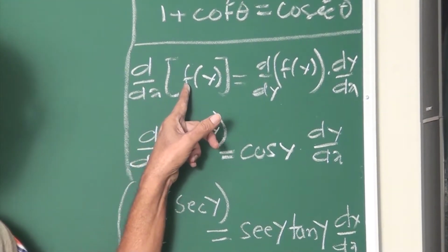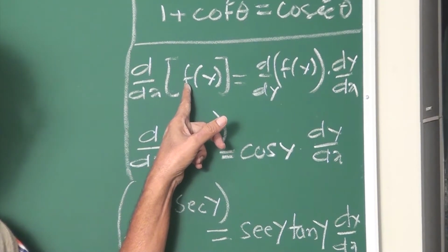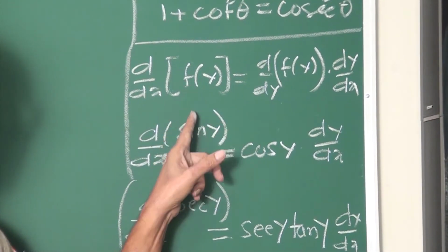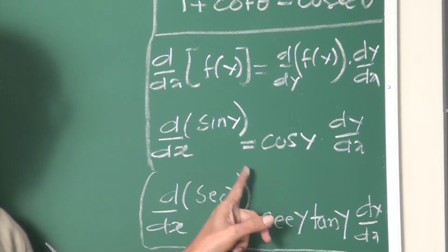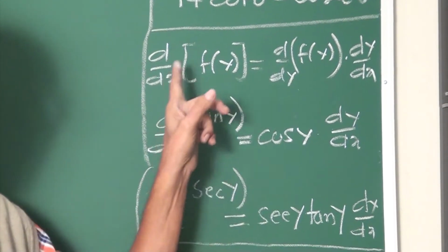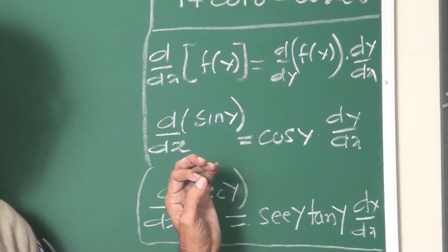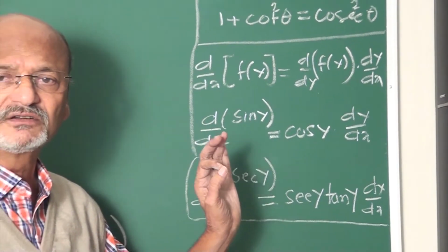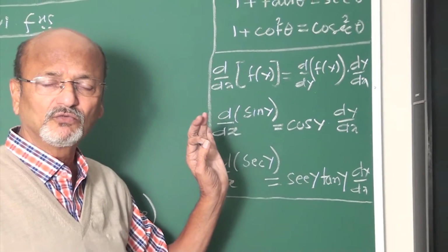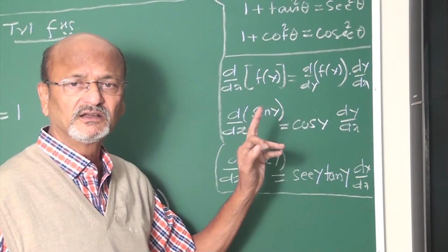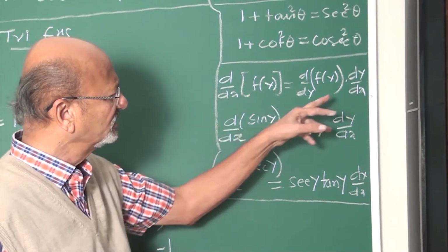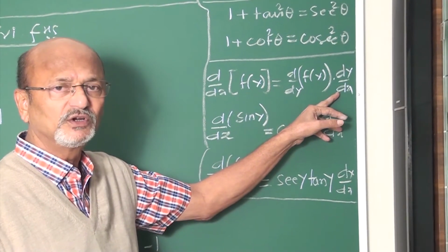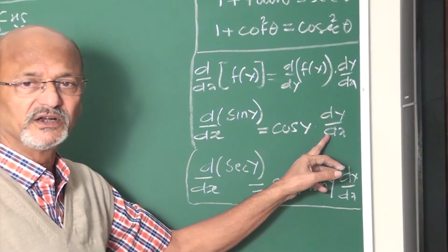Other than y means anything: y square, y cube, y to the power n, sin y, cos y, tan y, sec y, log y, e to the power y. In all these cases, my friends, first you differentiate that function of y with respect to y, then multiply by dy by dx. In case of a function of y, this is a must.